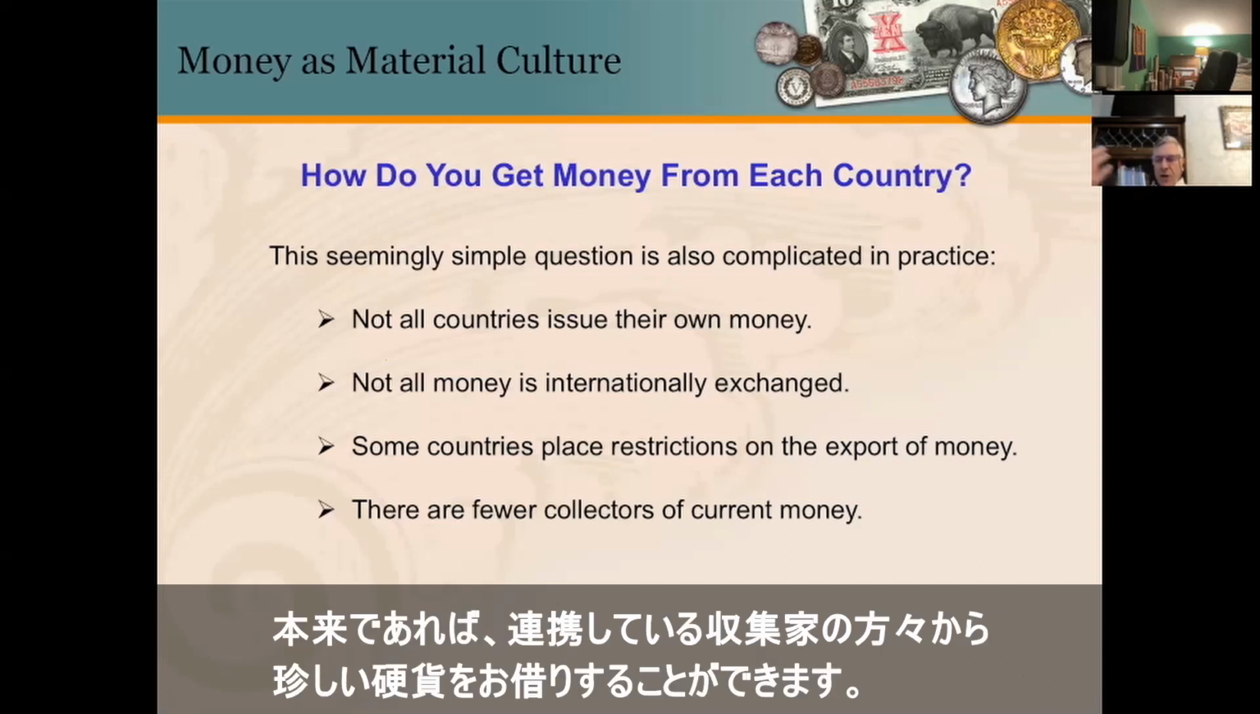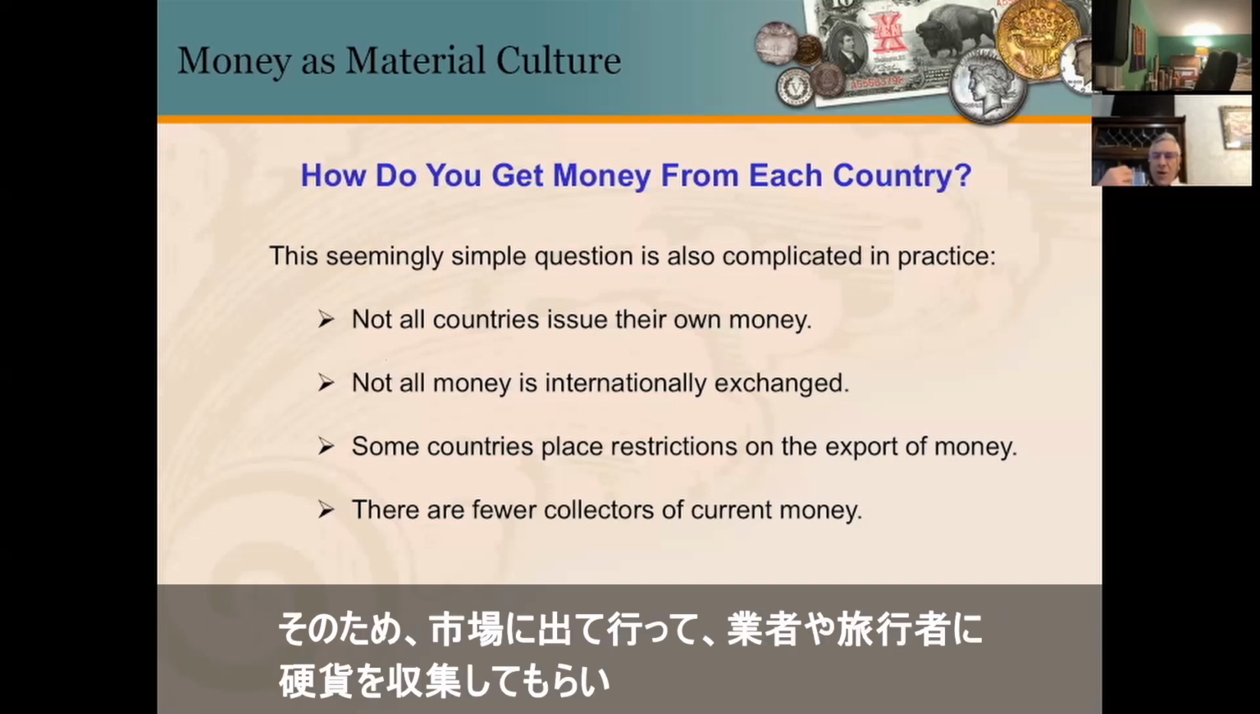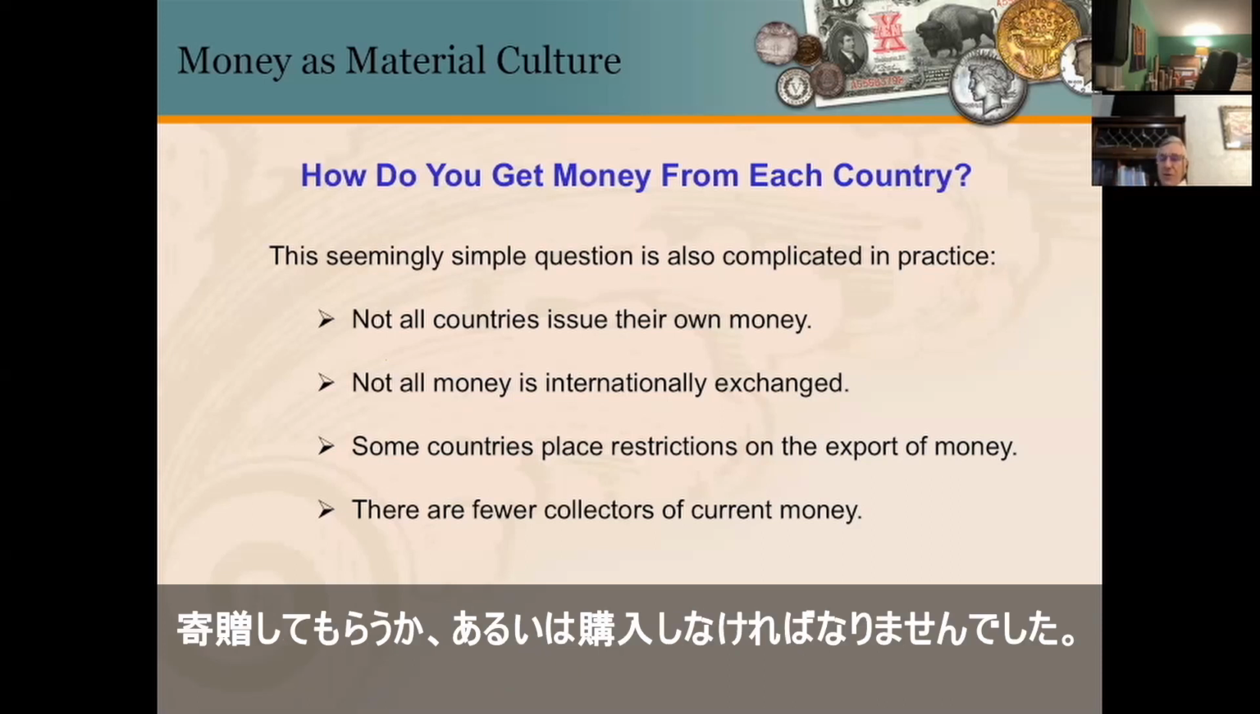Normally, we would use our collector base to borrow the rare, more unusual coins. But since these were all modern, recent coins, there are very few people that were collecting them. So we had to go out onto the market to find these things and either get dealers or travelers to pick up the coins and donate them to us, or in a couple of cases, to purchase them.